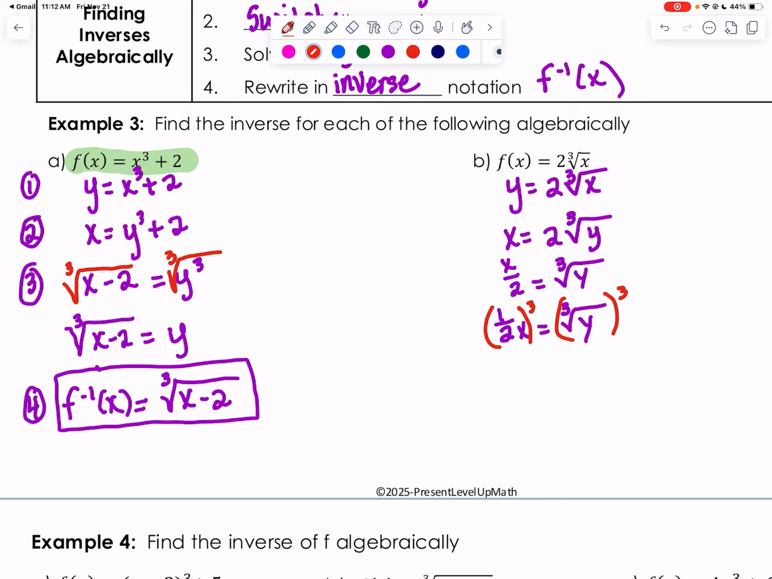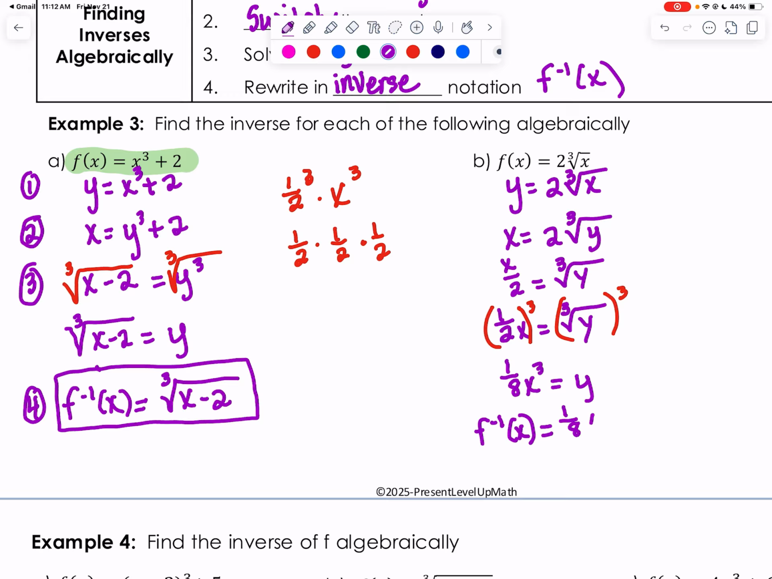Now, when I cube 1/2 x, that is 1/2 cubed times x cubed. So 1/2 cubed is 1/2 times 1/2 times 1/2, which is 1/8. So this would be 1/8 x cubed is equal to y. Now, last step, rewrite in inverse notation. So f inverse of x is equal to 1/8 x cubed.